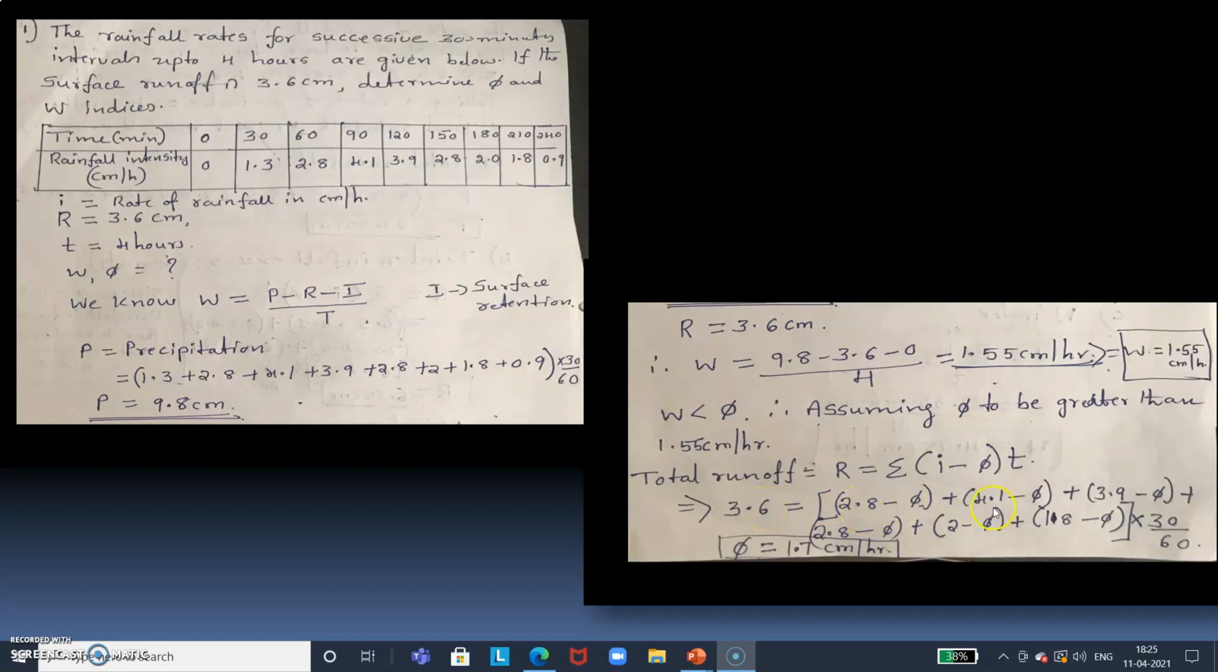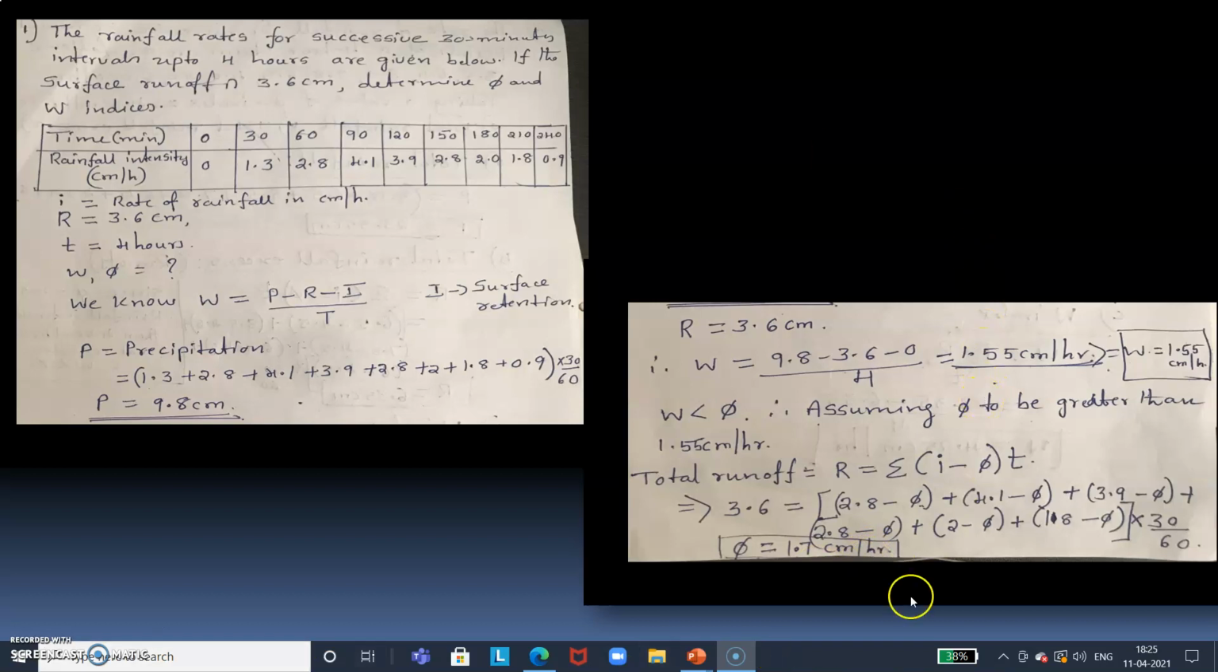What you have to do: 2.8 plus 4.1 plus 3.9 plus 2.8 plus 2 plus 1.8 minus phi, phi, phi. Add all the phis: 1, 2, 3, 4, 5, 6 phis. So minus 6 phi is equal to 3.6. So 6 phi is equal to whatever you add, you get the answer, minus 3.6 into 30 divided by 60. So you will get only one unknown, that is phi. Phi is equal to 1.7 centimeter per hour.